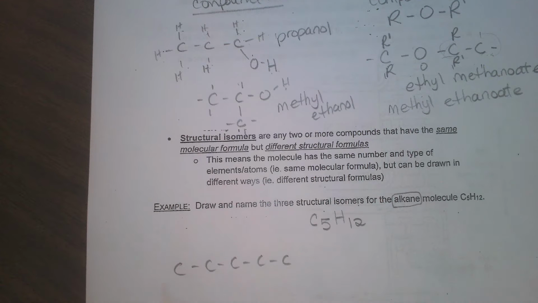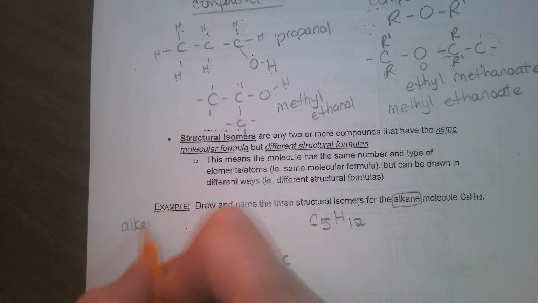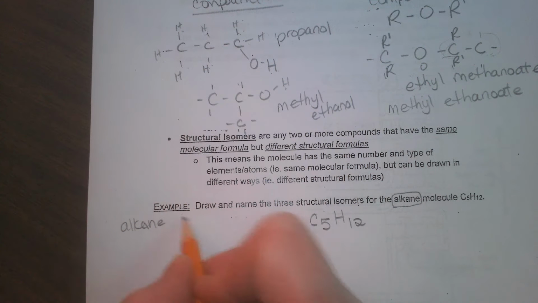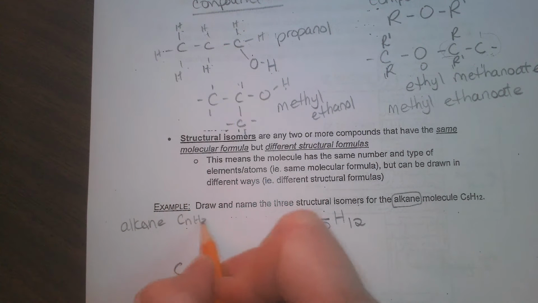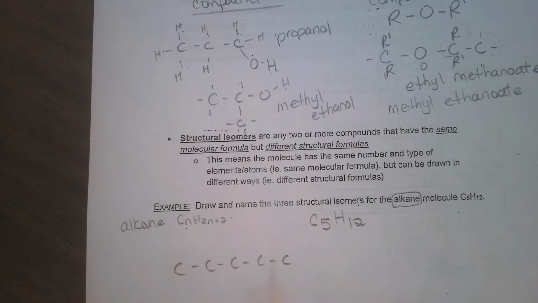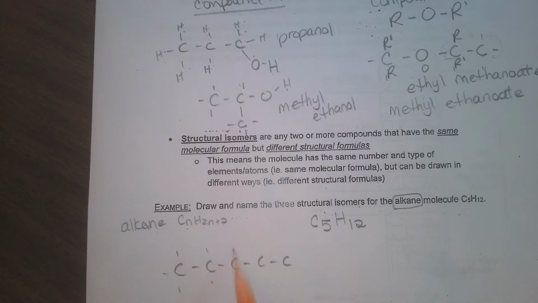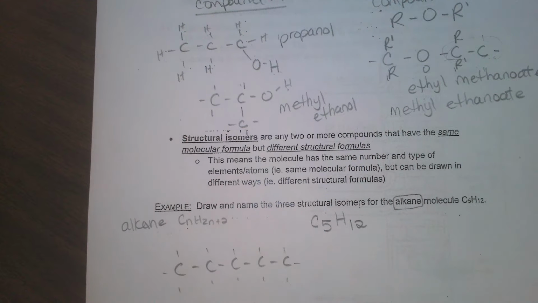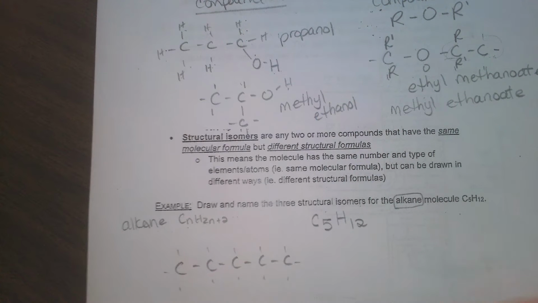Let's check our hydrogens. If I do an alkane, we know it's CnH2n plus 2, so it should work. 1, 2, 3, 4, 5, 6, 7, 8, 9, 10, 11, 12. Perfect. Straight chain works. Declan says, let's make a side chain. Okay, Declan, what are we going to do?